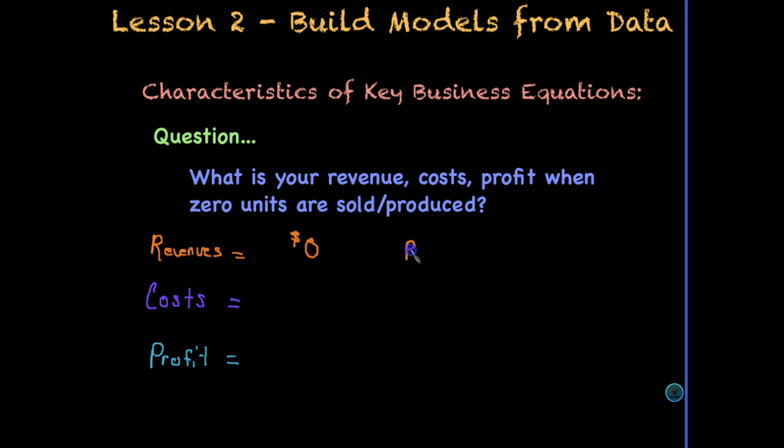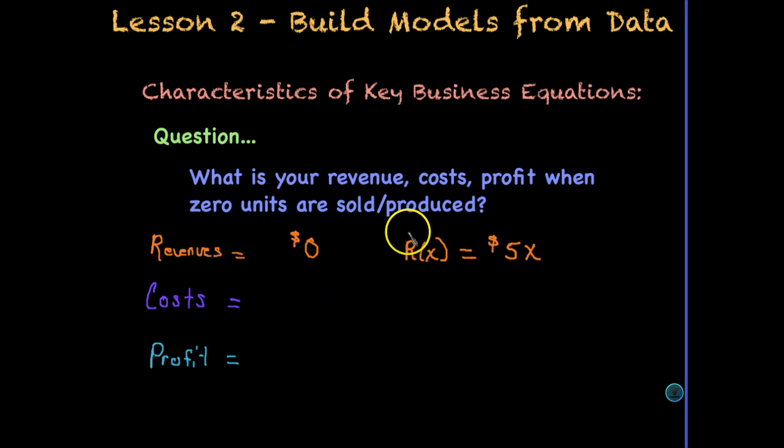Thinking back to a previous lesson, our revenue equation can be modeled by the price that we charge per unit, let's just say it's $5, times the number of units sold. If we sell 0 units, so X is 0, then our revenue is 0. So this makes sense. Now let's think about our costs.